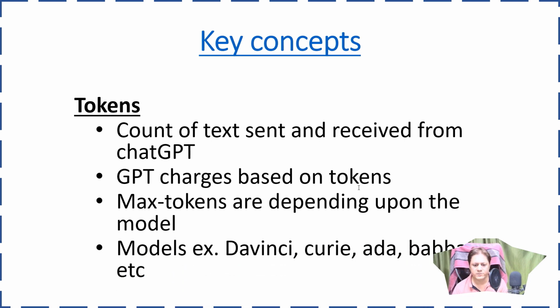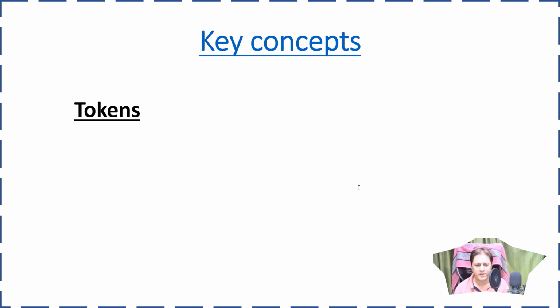Model names are Da Vinci, Curie, Ada, Babbage, etc. There are so many models actually. At present I think there are 64 models. I have created a video on this also. But you don't need to understand everything. Depending upon your use case, you need to use that. For example, DALL-E is a model used for image generation. If you want to create images, only then will you need that model. Let's say Whisper, if you want to change speech to text, then you will need Whisper. This is the example I am giving. You cannot use every model. It depends on what use case you are implementing.